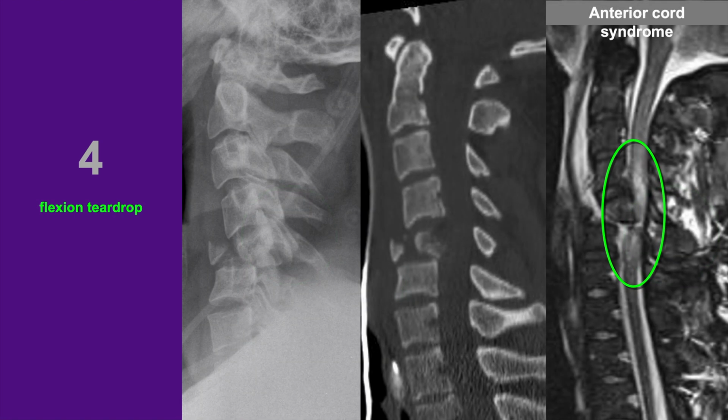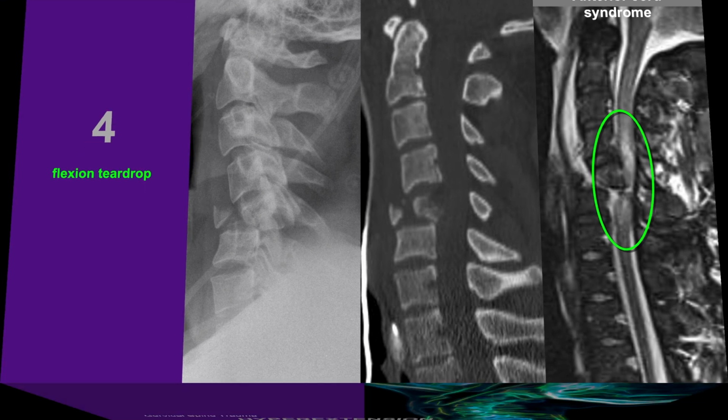I'll show you one here where you have a kyphosis and posterior displacement of the proximal cervical spine, resulting in severe cord injury. And these patients commonly present with the symptoms of the anterior cord syndrome.